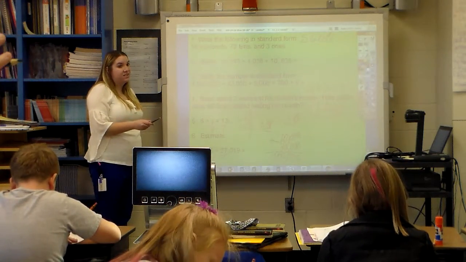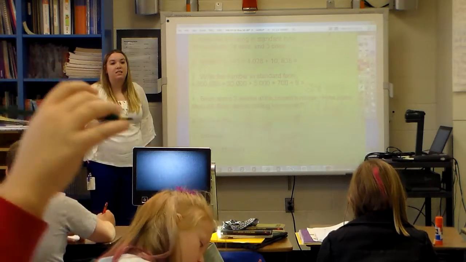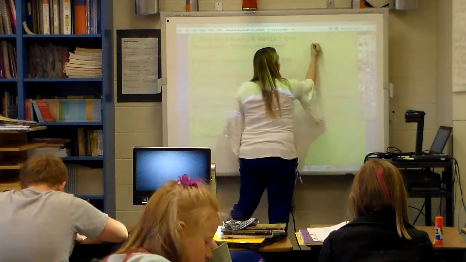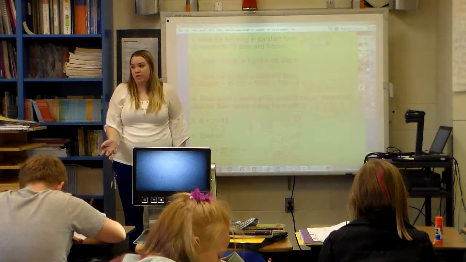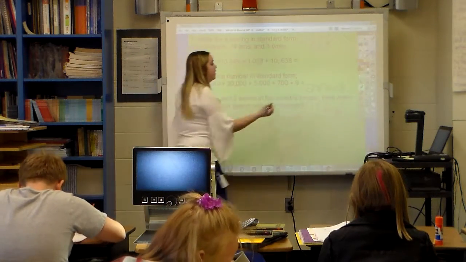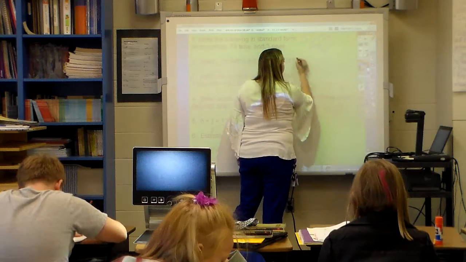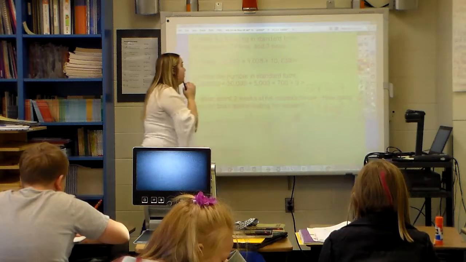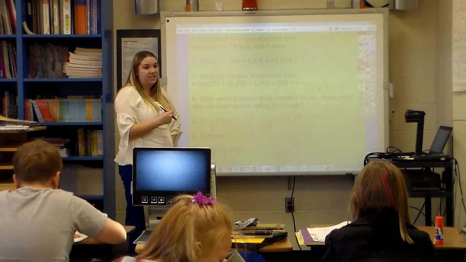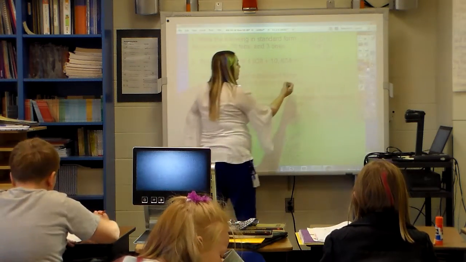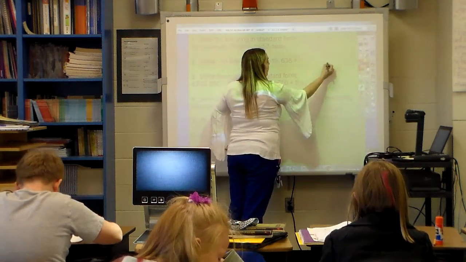That would be 7 tens. Abraham was 79. 790, yes. Okay, and then what's 3 ones? 3. Okay, so each of these numbers is written in standard form, as it's written. So you need to add these numbers together.